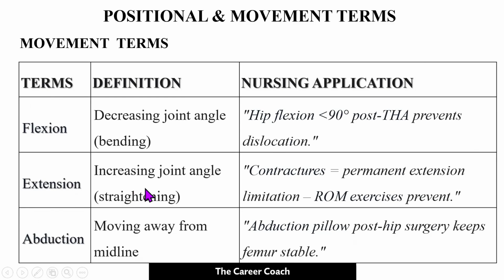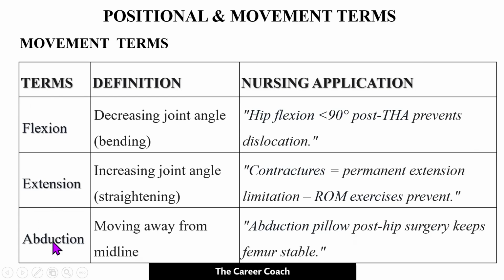Extension. Extension means the increasing of joint angle, which is also called straightening. Nursing application: it is applied with regards to contractures. Contractures will result in permanent extension limitation. There is therefore need to ensure range of motion exercises to prevent these contractures.